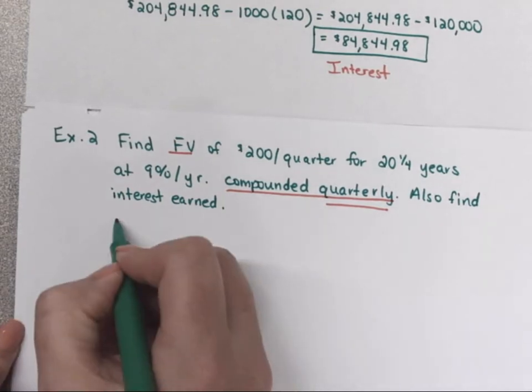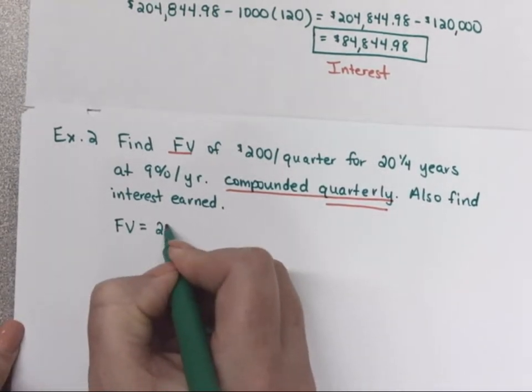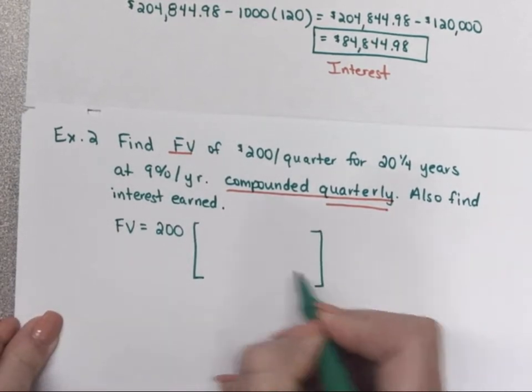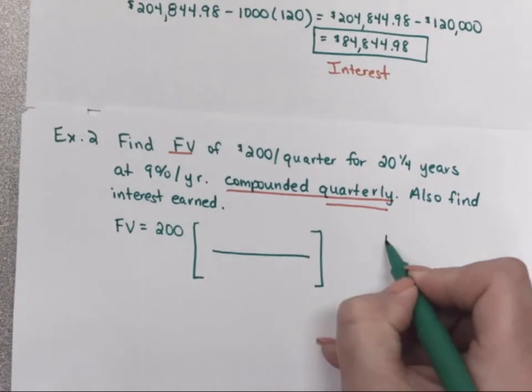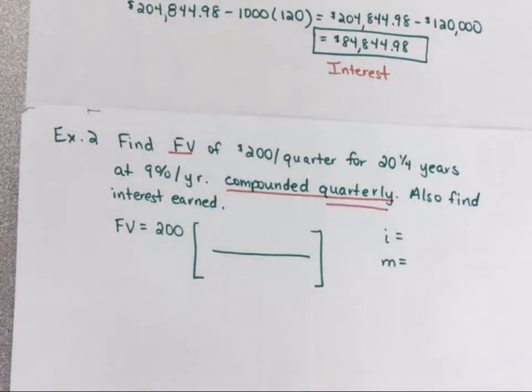Okay, so we want to use our future value formula. So it's going to look like this. It's going to be payment times bracket and then a big fraction. Okay, so I like to actually draw it that way so everything gets put in its place. And then off to the side, let's figure out what I and M are. Maybe you don't need to do this on every problem, okay, but I do think it's helpful.